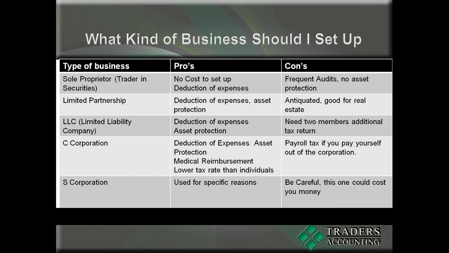Now, a corporation has lower tax rates than individuals. Well, that's huge. And the one that I don't have up there is that if it's set up properly and you just happen to lose money and then decide to quit trading, you can close it down and the losses become ordinary income losses on your personal tax return. So there's a lot of reasons to use a C corporation.